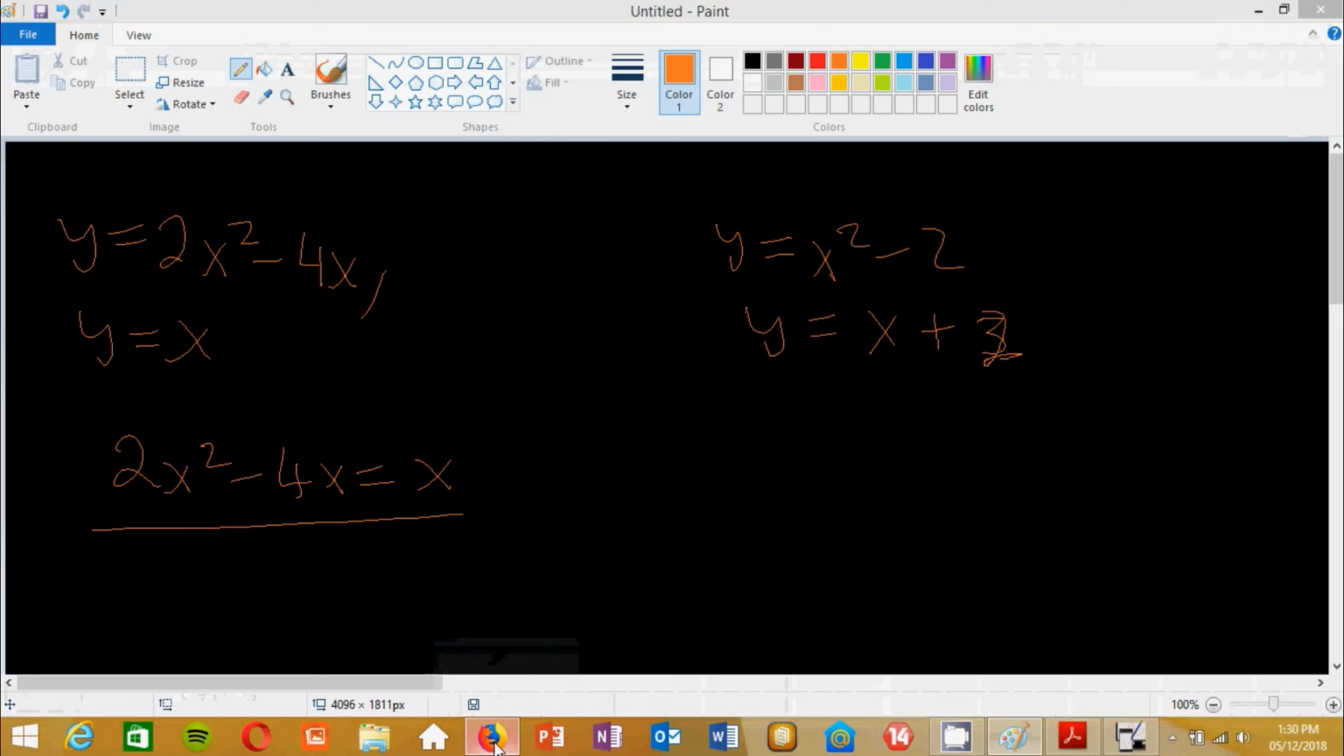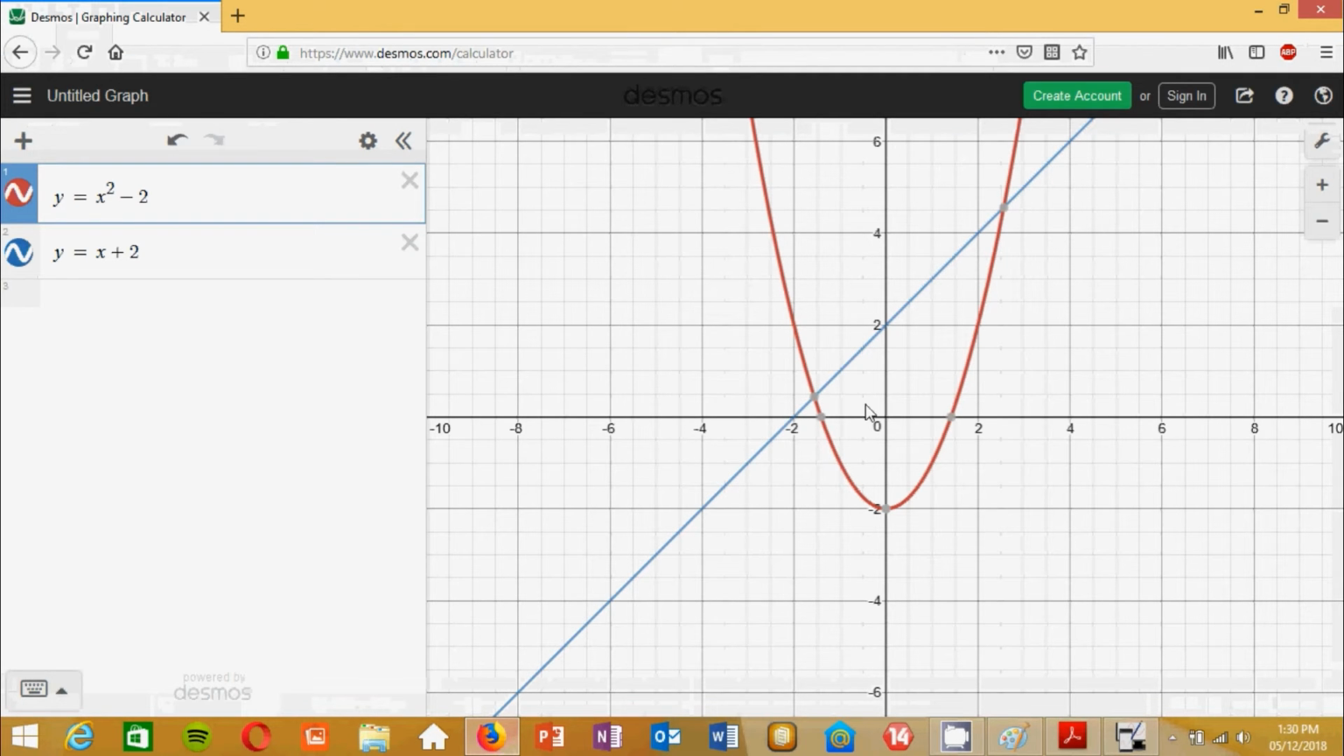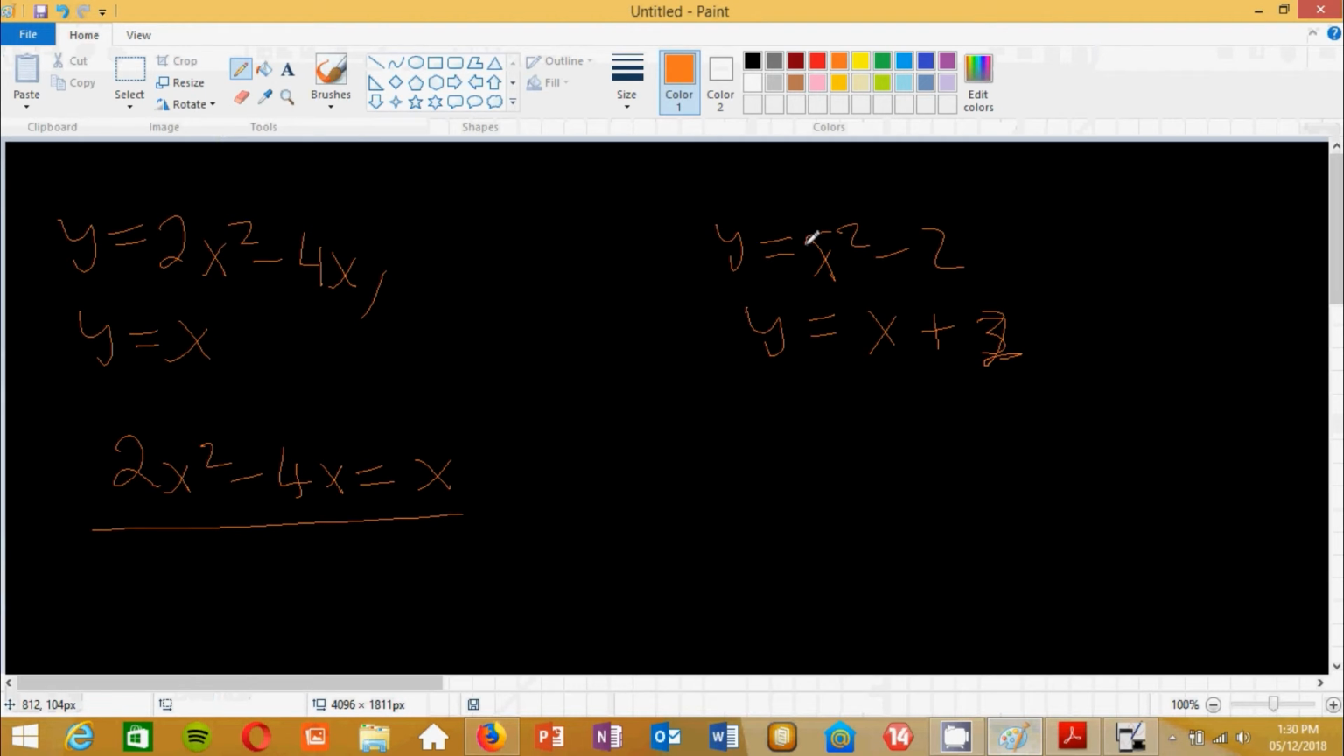So again, where those two graphs cut each other, where they intersect, the y-coordinate of the red graph is equal to the y-coordinate of the blue graph. So we equate the two y-coordinates because they are the same. In maths, if you say a is equal to b, it means a and b are the same. So we would say x squared minus 2 is equal to x plus 2.